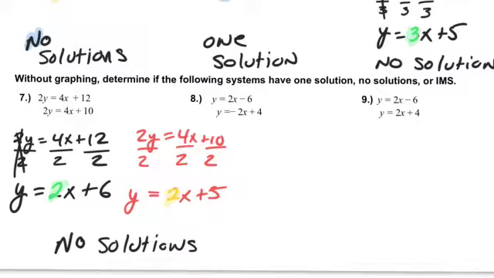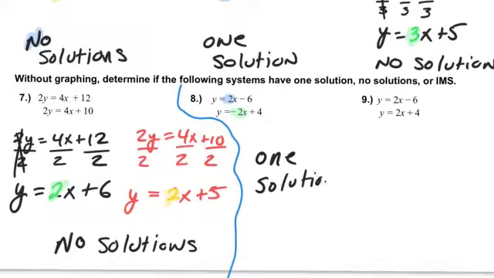Okay, sliding over here to number 8, just going to put a little line there to divide it. For number 8, we have the system y is equal to 2x minus 6 and y is equal to negative 2x plus 4. So we have a slope of positive 2 and a slope of negative 2. Since those slopes are different, as soon as you see those slopes are different, we know there's going to be one solution. Okay, there's going to be one point where those lines cross.